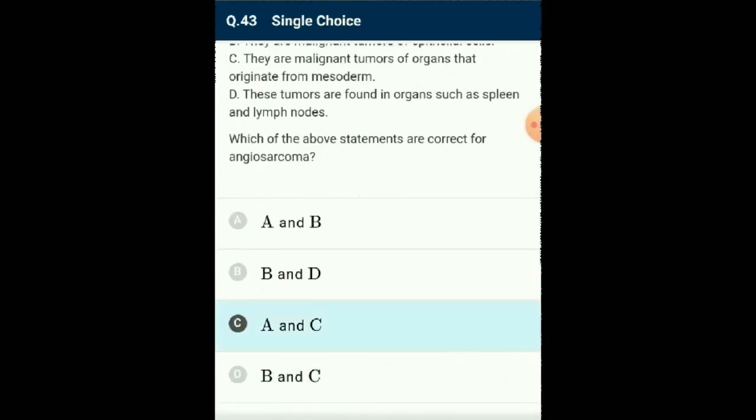From the given four statements, statement A and C are correct about angiosarcoma.